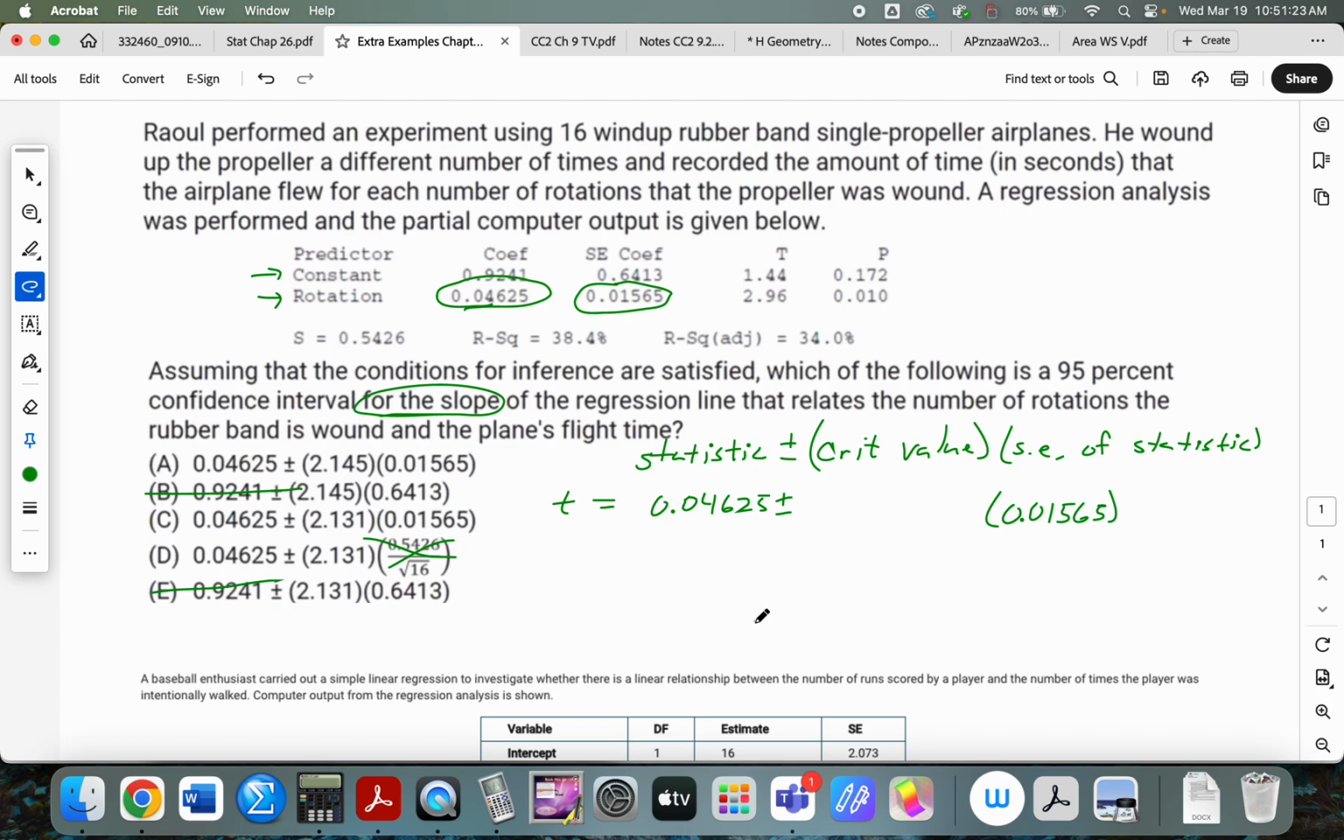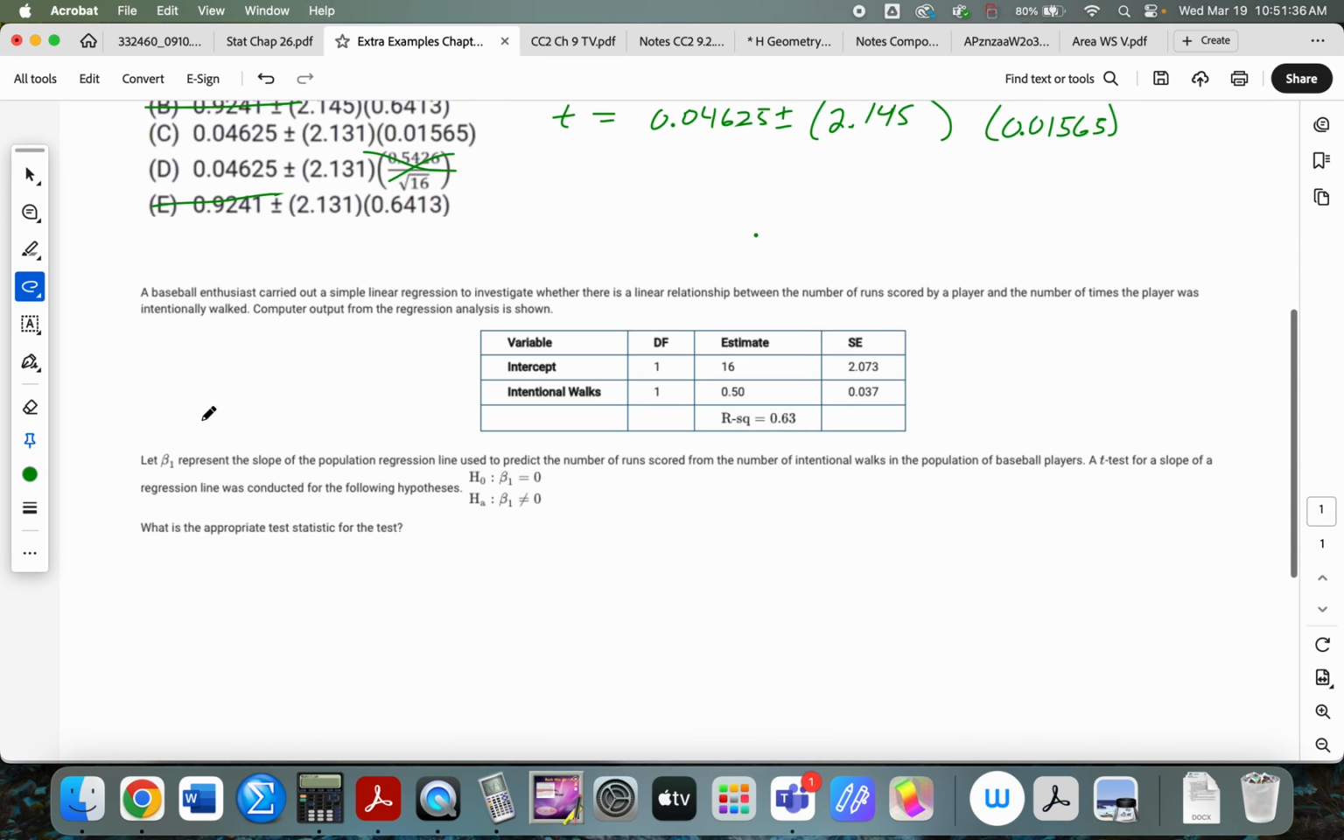So this is A. I would have gotten that right on the AP test. I chose A. All right, let's look at this other one.